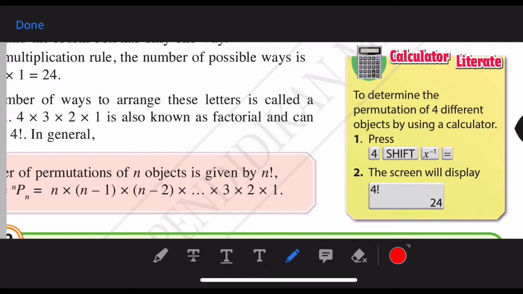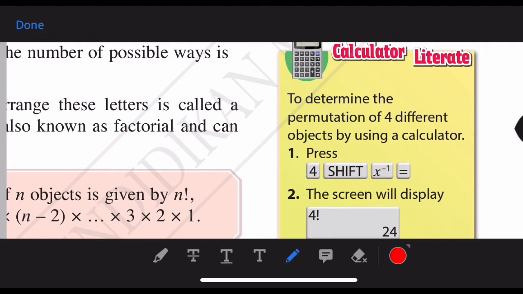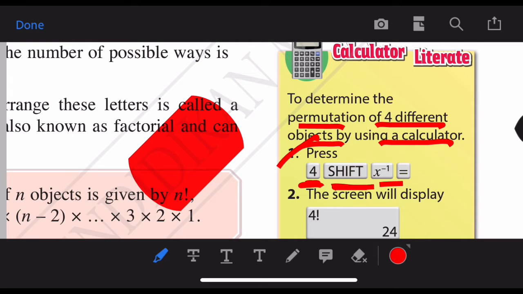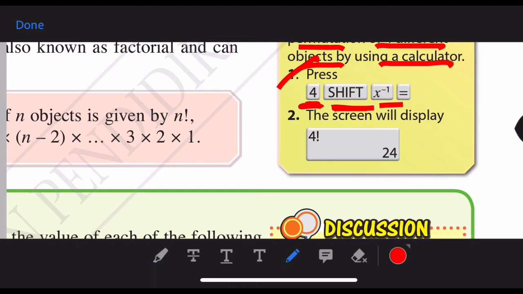You take out your calculator, we want to discuss being calculator literate. You have to determine the permutation of 4 different objects by using a calculator. So you press 4, and then shift, and then x power -1 and equal. Step 1, 4. You press it, and then you notice the screen will show 4 factorial. You will get the answer 24, right?